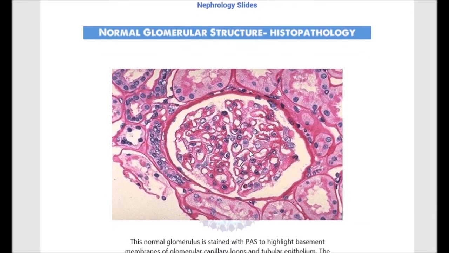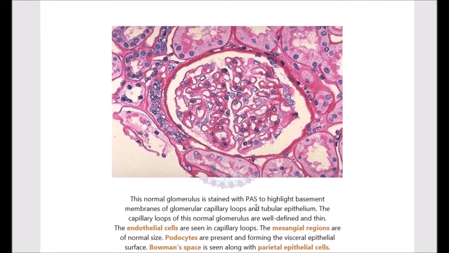Normal glomerular structures are more magnified, and these normal glomeruli are stained with PAS to highlight the basement membranes of the glomerular capillary lobes. See the glomerular basement membrane and the tubular epithelium. The capillary loops of these normal glomeruli are well defined and thin. These are capillary loops, very well defined, thin and delicate.